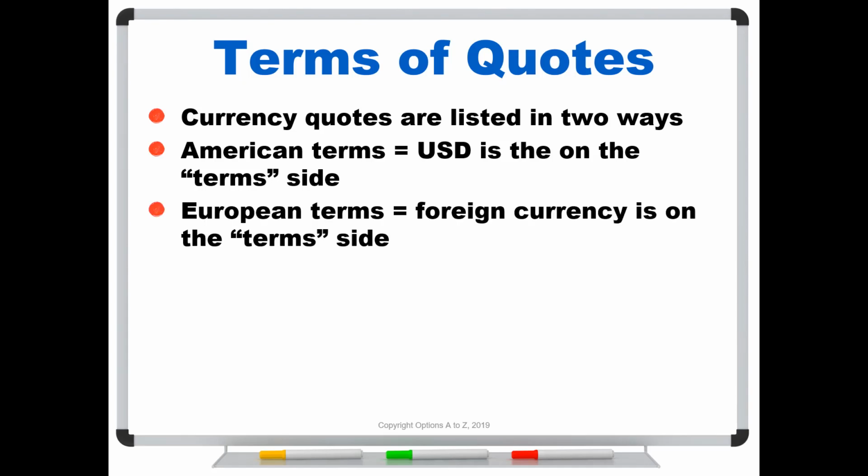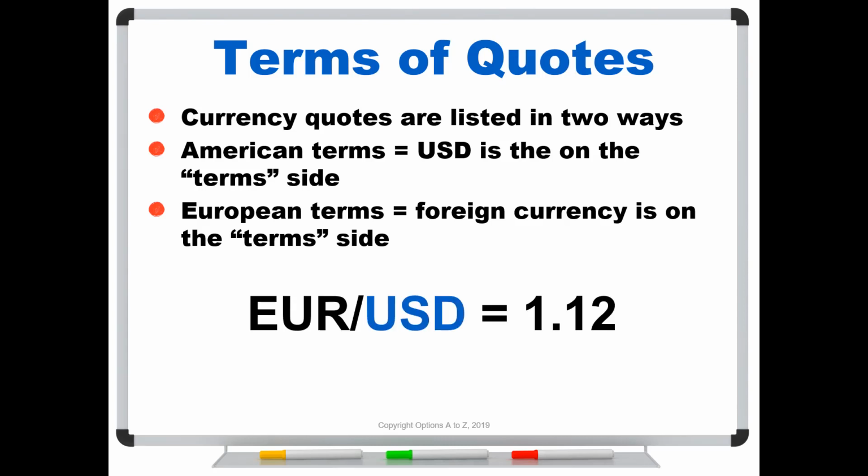If the quote is in European terms, on the other hand, then the foreign currency is on the terms side, or on the right-hand side. So if you're looking at the Euro US dollar quote, this would be in American terms because we are quoting the euro in terms of US dollars.